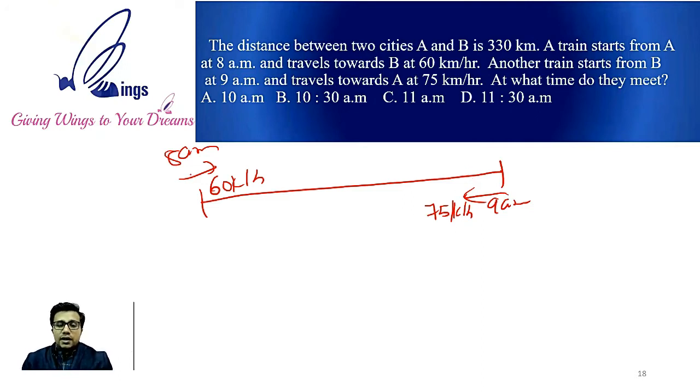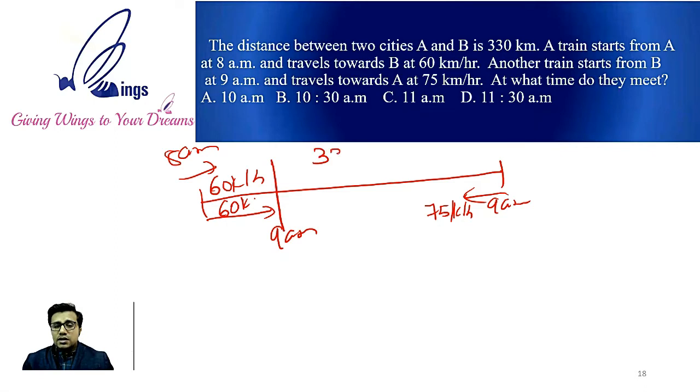Now, this train is starting at 8 a.m., this train is starting at 9 a.m. The starting time is not the same. But as I told you, to apply the relative speed, for this case it is opposite, so S1 plus S2. To apply that, we need to find the same time. Here it is 8 a.m., here it is 9 a.m. So what we'll do is, we'll apply the relative speed at 9 a.m. At 9 a.m., this train has already covered 60 km. In 1 hour, the speed was 60, right? So in 1 hour, it has already traveled 60 km.